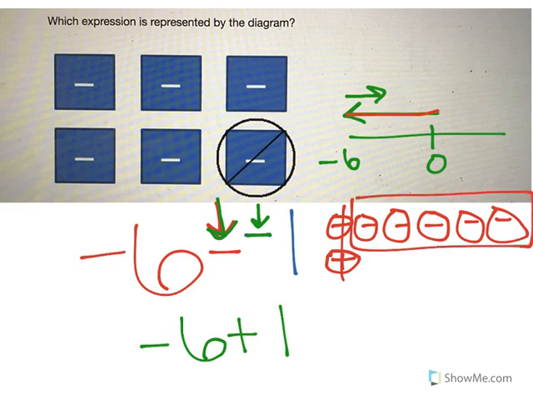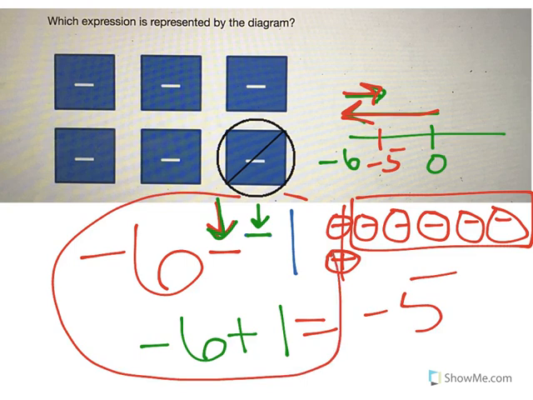If I did the number line, went 6 to the left and then 1 to the right, I'm still ending up at -5. So our answer here is -6 minus -1, or -6 plus 1. Either way, both of these expressions are equivalent, and both of them, your difference, your sum, is going to be -5.